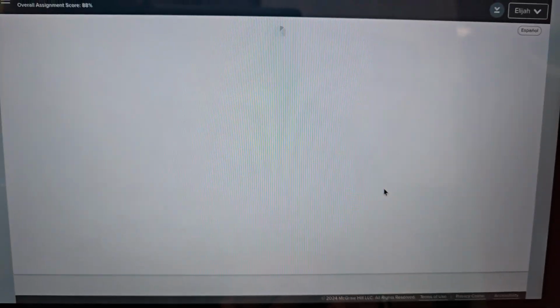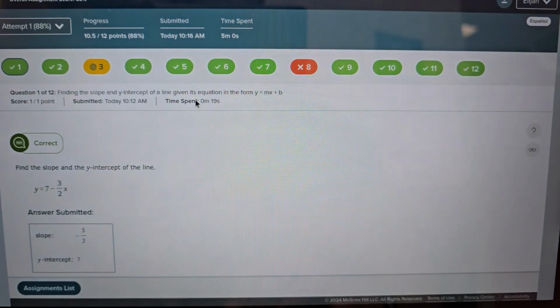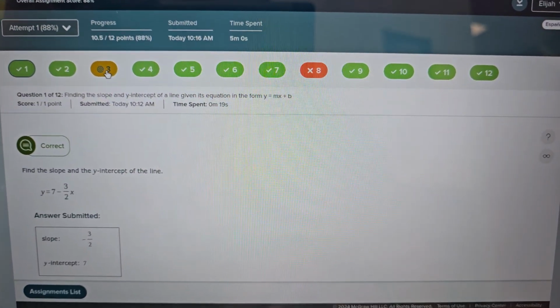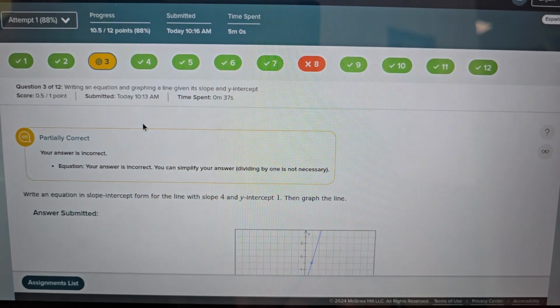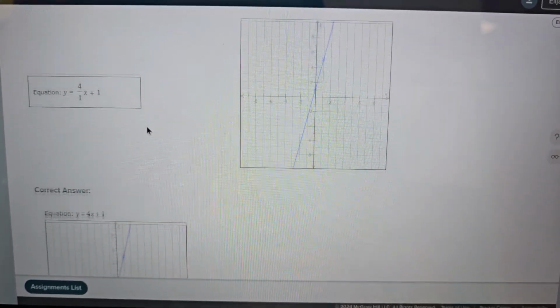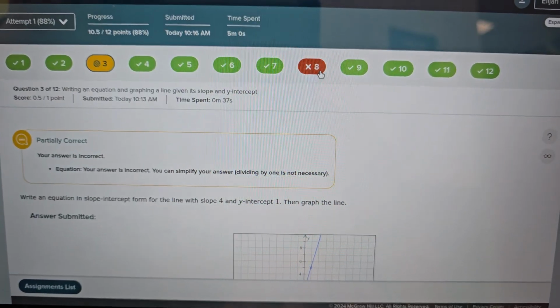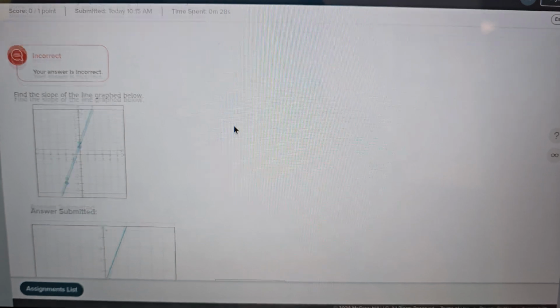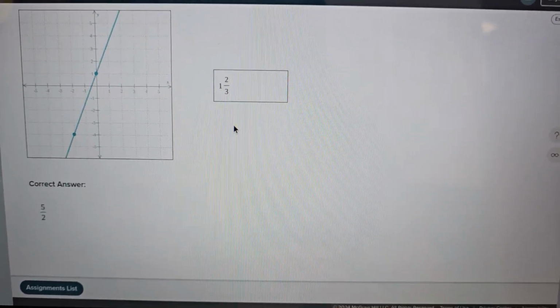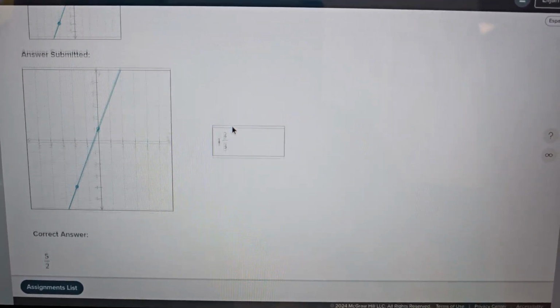What the student can do now is click that 88% and see that they got partial credit for number 3. They can see the response that they entered, and they can see the correct answer. Then they can also see they missed number 8. And similarly, they will see the correct response and what their answer was.